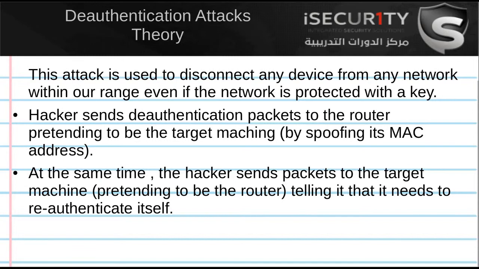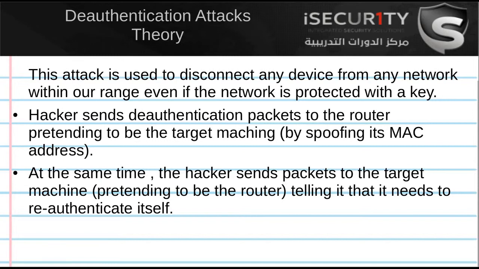It allows us to disconnect any device from any network that is within our Wi-Fi range. To do this, we're going to spoof our MAC address to the target client's MAC address. The target client is the client that we want to disconnect. We're going to pretend to be him and send a deauthentication packet to the router, telling the router, I want to disconnect from you.